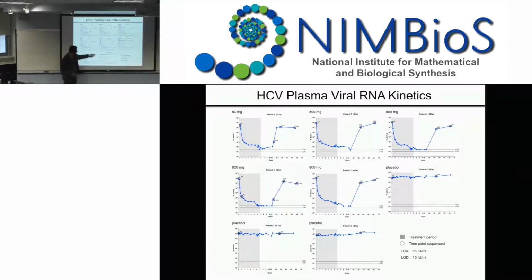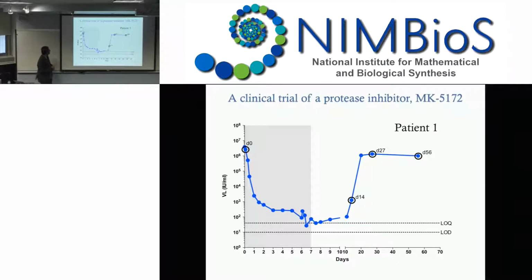As you can see in the placebo patients, there's no response in viral load, suggesting this decrease of viral load is driven by the drug. So to make it clear, this is one viral load measurement in one patient, where you see this dramatic decrease and then rebound after about 10 to 14 days.